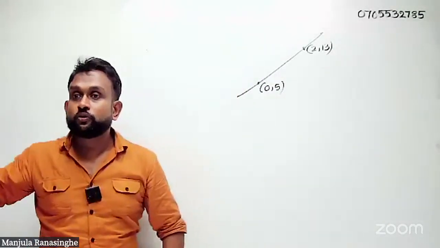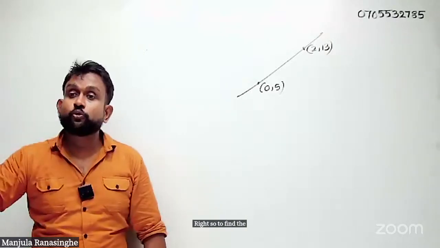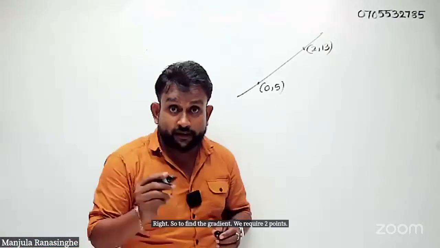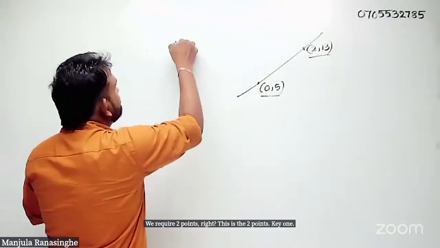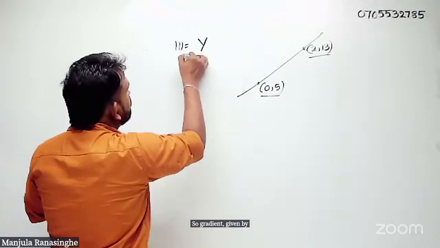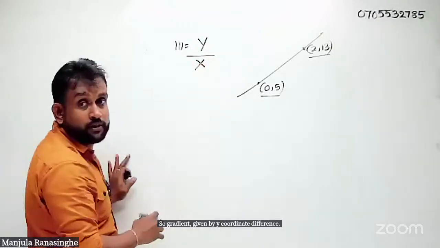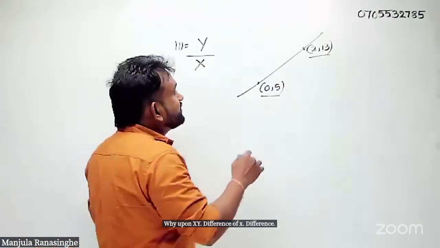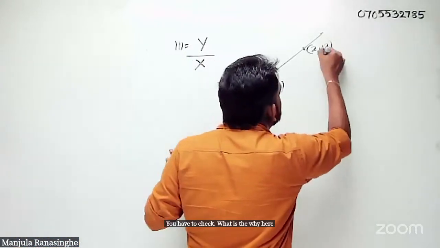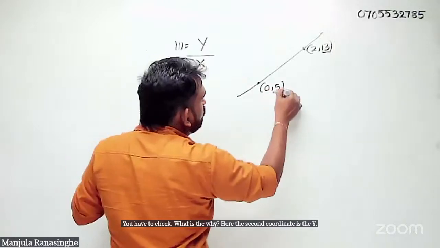Right. So to find the gradient, we require 2 points. This is the 2 points given. So gradient is given by y coordinate difference over x coordinate difference. You have to check what is the y here. The second coordinate is the y.